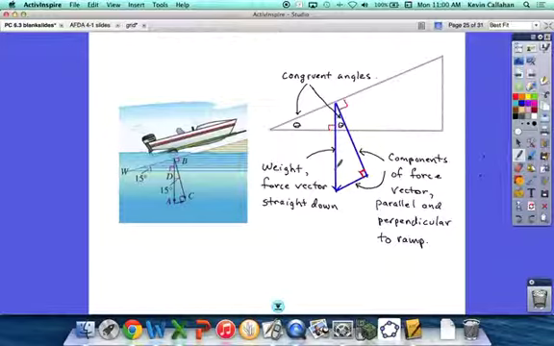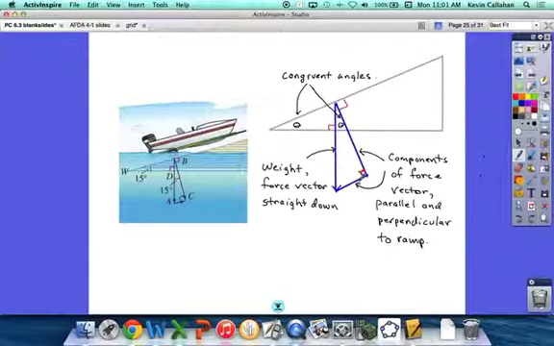So this is a force vector, and it's going straight down with gravity, because that's the way gravity works. Now, if you draw this right triangle there, one of these components is going perpendicular to the ramp, and the other one is going parallel to the ramp. If I add these two together using vector addition, I get the resultant, which is called the weight, basically.